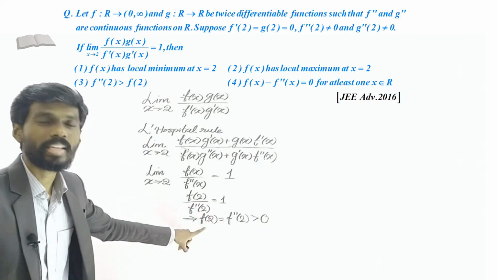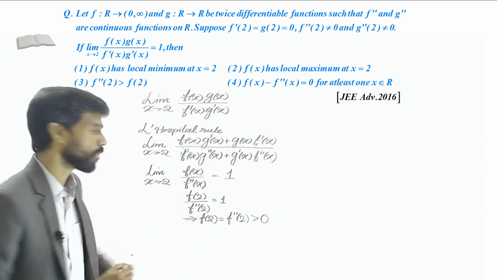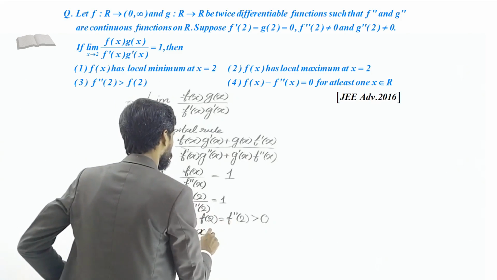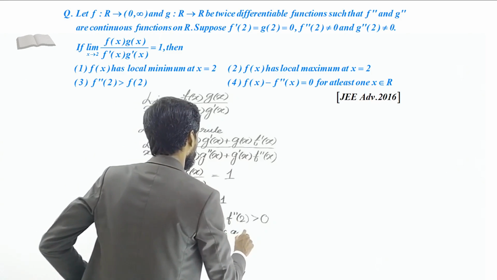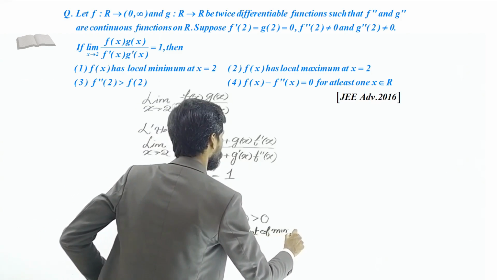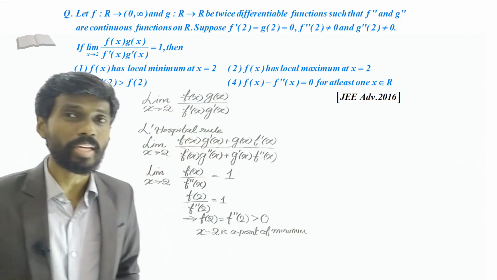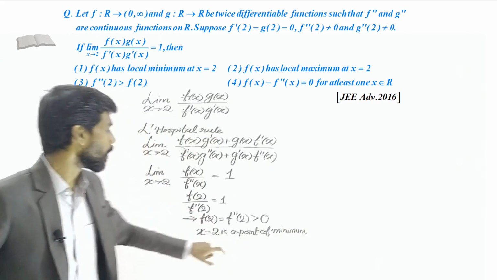That means x equal to 2 is not the point of maximum, it is a point of minimum, because the second derivative is positive. Do you understand? So this is a point of minimum. So that is one of the options here.